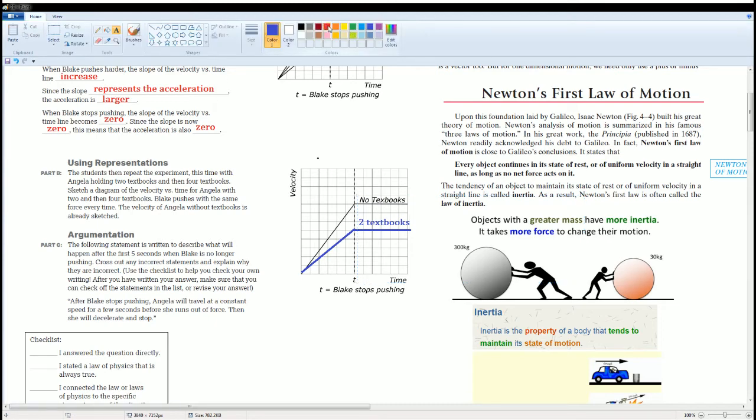Then let's do the four textbooks. Four textbooks is going to have more inertia, therefore decreasing the acceleration. And I'm just going to label it four textbooks.